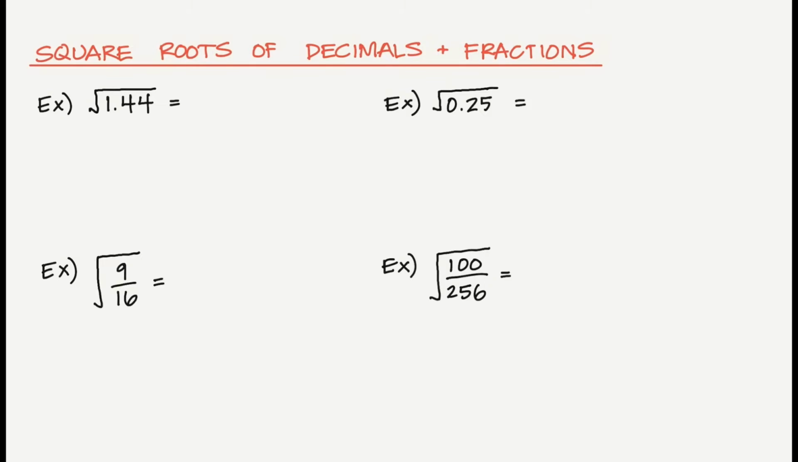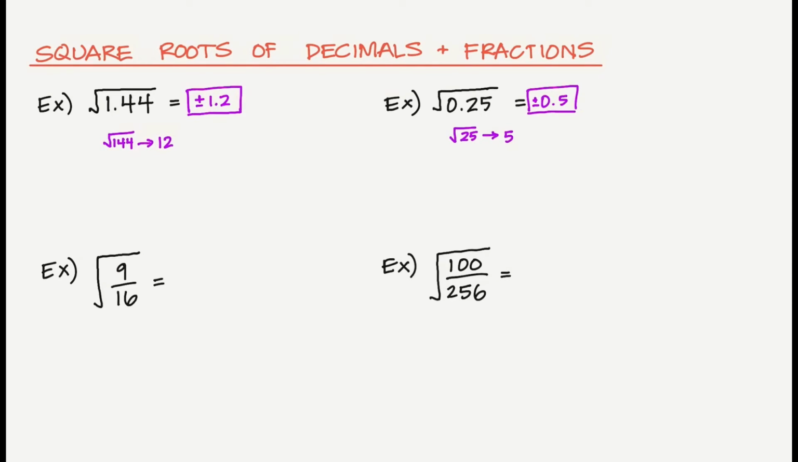So in this section, you're also going to come across finding the square root of decimals and fractions. So when you see the square root of 1.44, just think of it without the decimal, 144, which you know the square root of that is 12. So this is going to be plus or minus 1.2 instead of plus or minus 12. Let's go on to the square root of 0.25. Again, think of it without the decimal. Square root of 25 is 5. So this is going to be plus or minus 0.5. Let me add that in there.